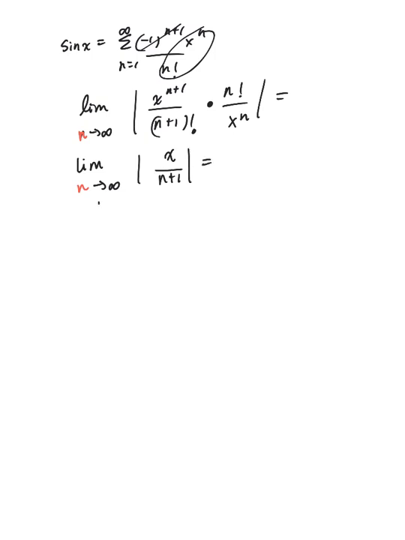Now, this limit has no bearing on x, so you factor the x outside. The limit as n goes to infinity of 1 over n plus 1 comes out to be 0, and by the ratio test, 0 is less than 1. So x times 0 is 0, and we get 0 is less than 1 everywhere.